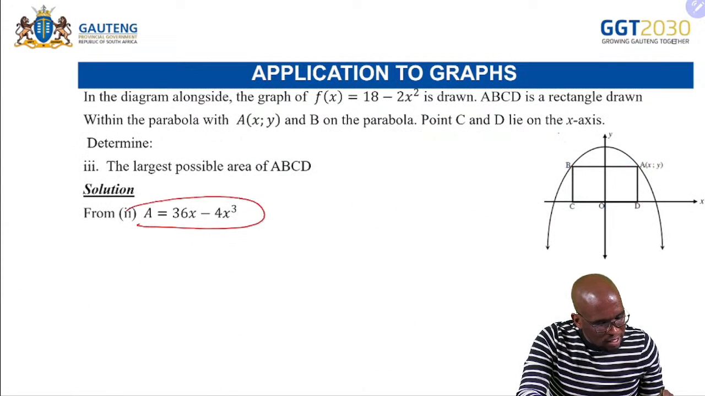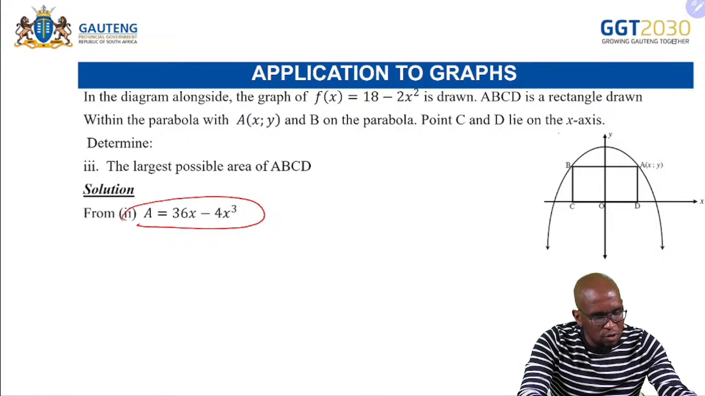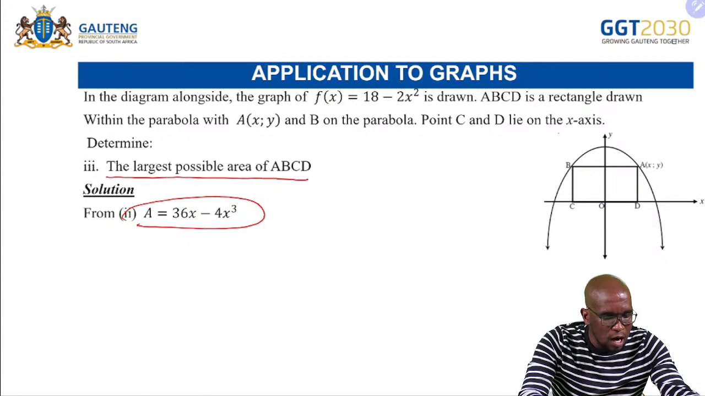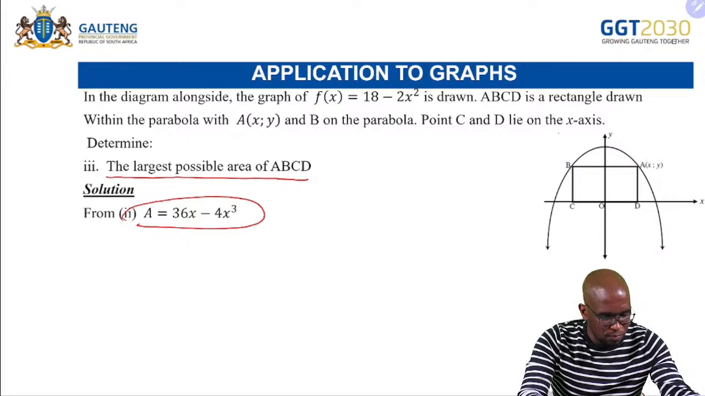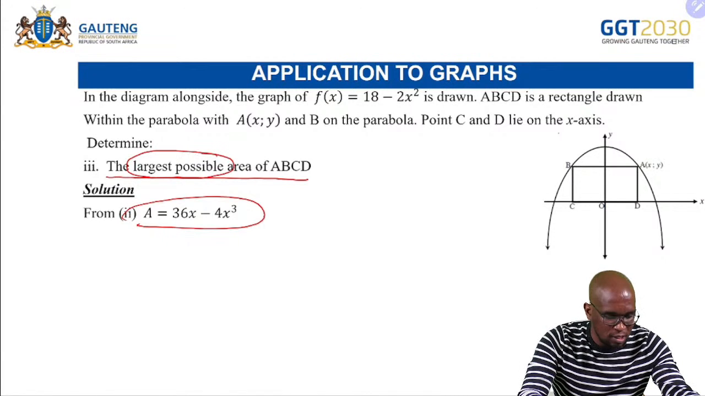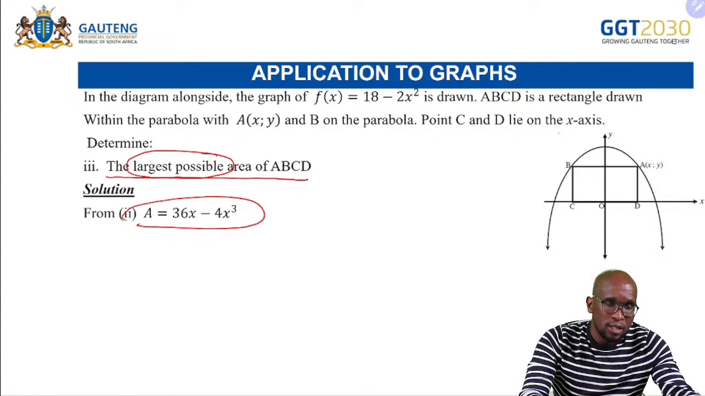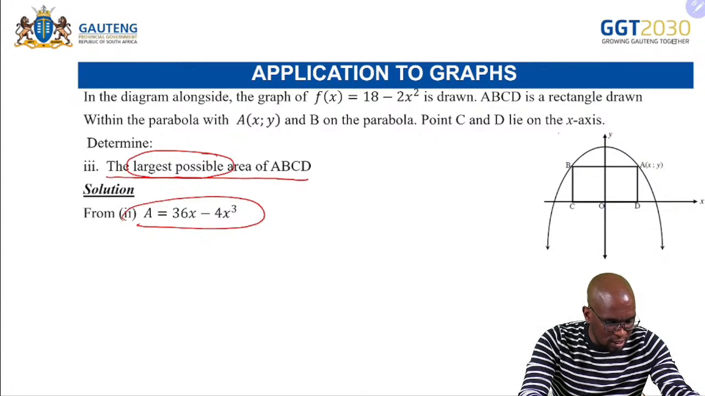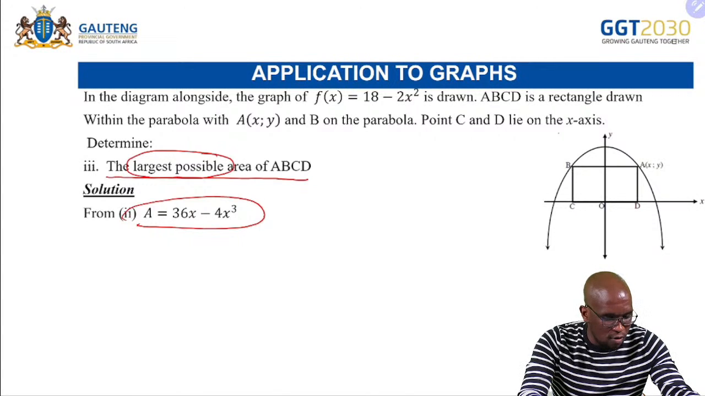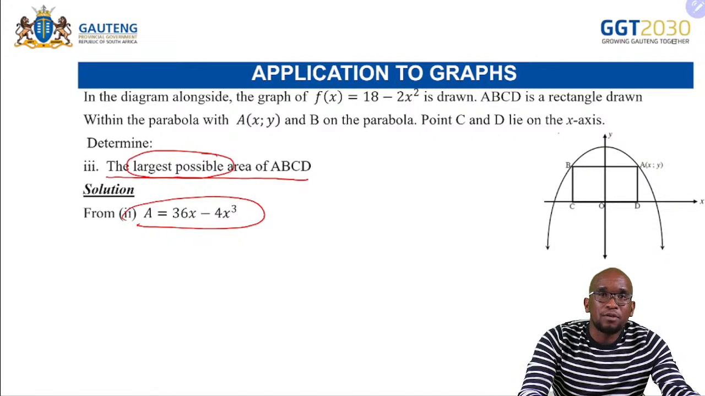Obviously, we worked out the area as 36x minus 4x cubed, and they want us to determine the largest possible area of ABCD. So they want the maximum area of ABCD. Now, I want you to work it out using the knowledge that you've just gained, and calculate the maximum possible area of ABCD. I'm going to give you 2 minutes to do that, and your time starts now.